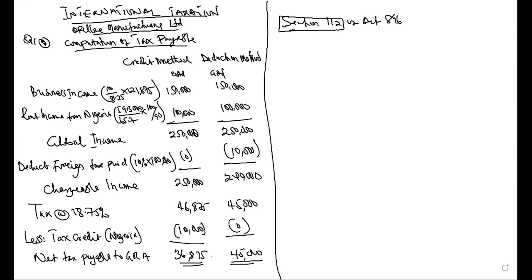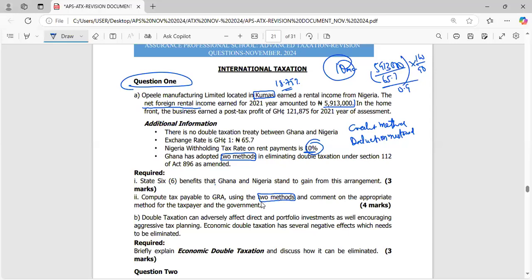That will give you 100,000. Then the business income derived in Ghana is a post-tax profit of 121,875. This is after tax, post-tax. So gross it up. The company is located in Kumasi.